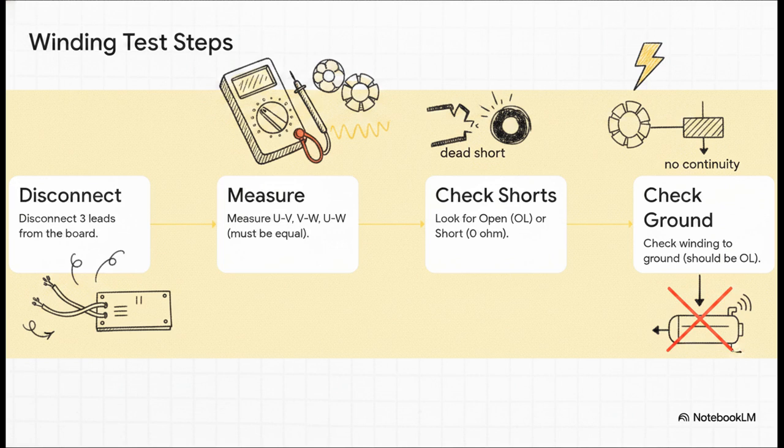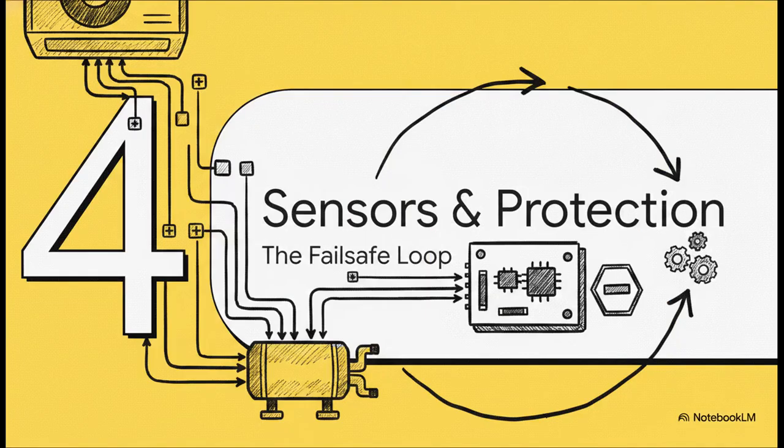On a 3-phase inverter compressor, all 3 of these readings must be nearly equal. Step 3, if any of those legs read open line, or OL, you've got an open winding. If it reads a dead short of 0.00 ohms between the windings, the compressor has failed. And finally, step 4, check each winding directly to the copper ground of the unit. It should read OL, meaning there is 0 continuity. If your meter beeps to ground, that compressor is grounded out and it needs replacing. No way around it.